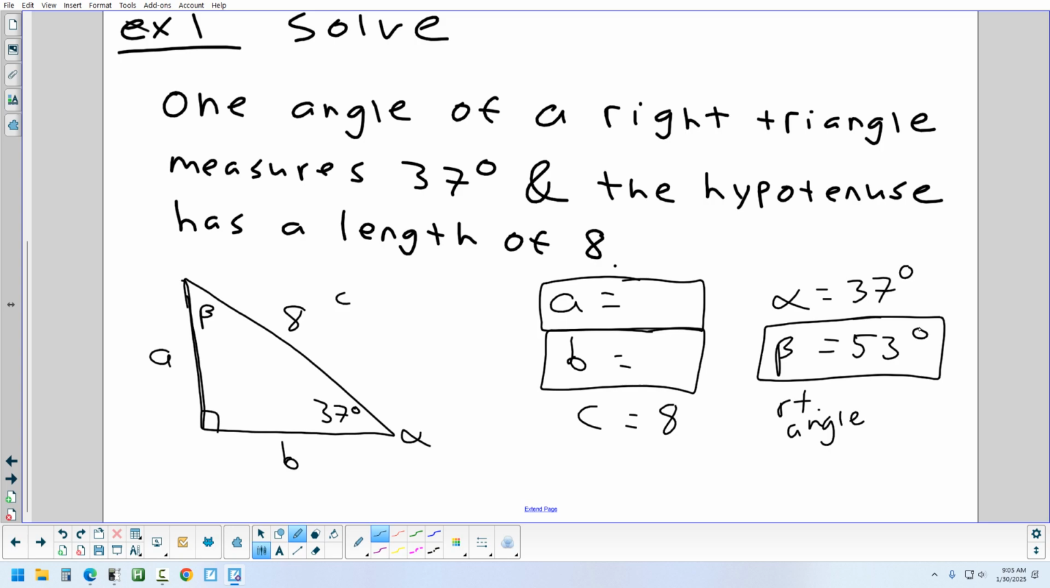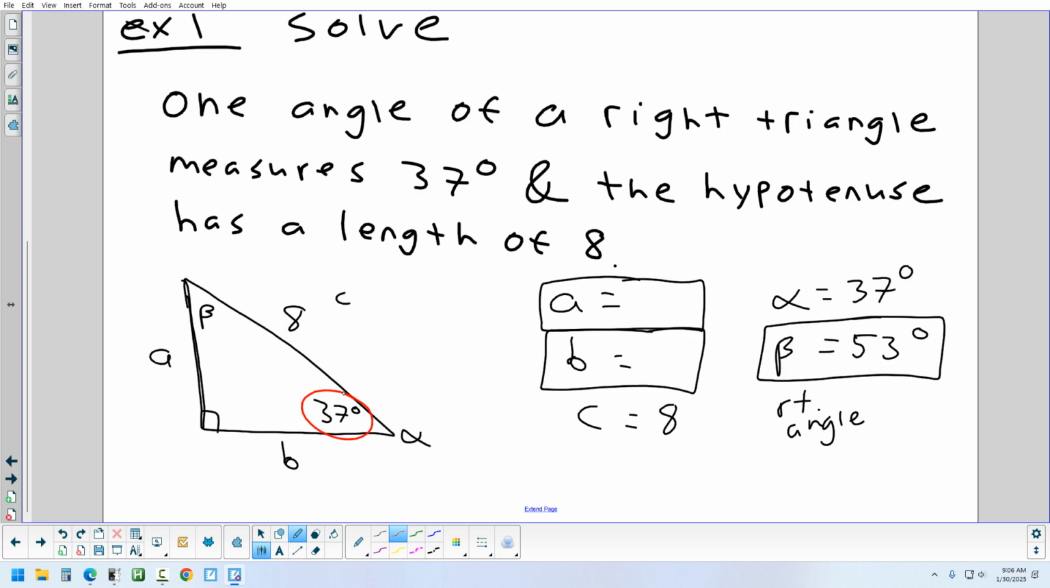All right. Now we need to get A and B. To get A and B, we have to pick an angle to use as our reference point. Should I use alpha or should I use beta? Which angle should be, it's kind of like my point of reference? Yeah, we definitely want to use alpha because we know it's right. So we're going to use this angle.